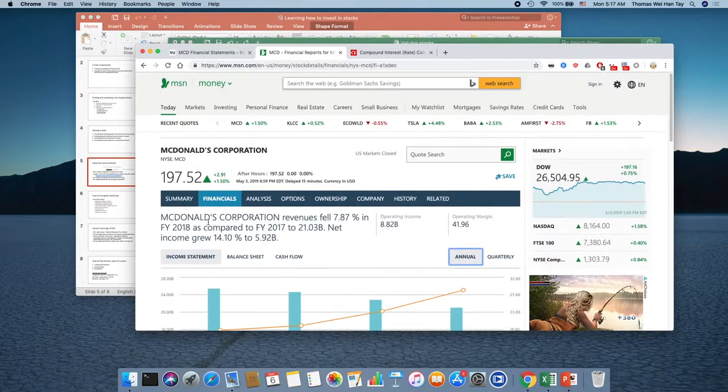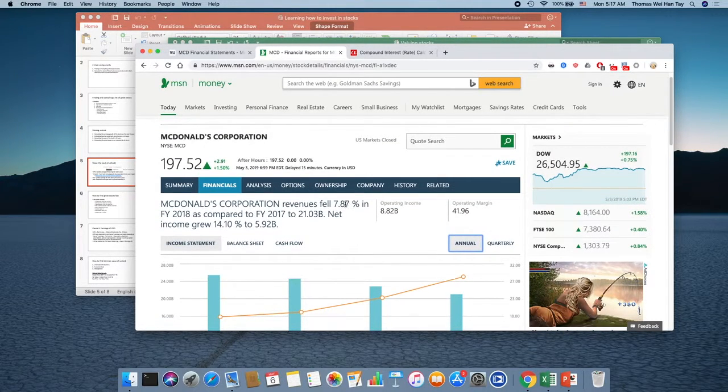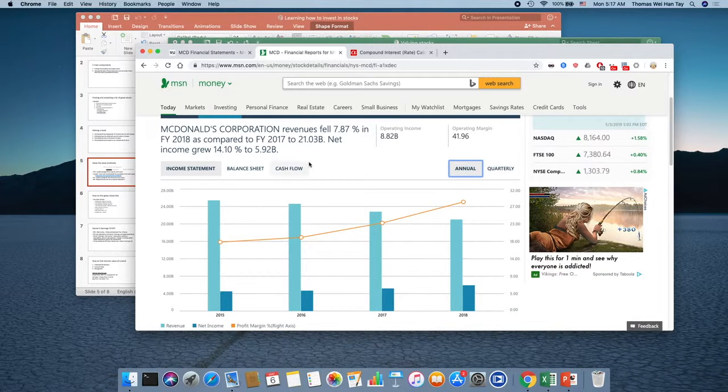Let's see here. McDonald's Corporation revenues fell 7.87% in fiscal year 2018 as compared to fiscal year 2017 to 21.03 billion. Net income grew 14.1%. So revenue dropped but net income grew. But you can't depend on net income to grow when your revenue is dropping. It means you're selling your things more and more expensive, and there's actually less and less people buying.